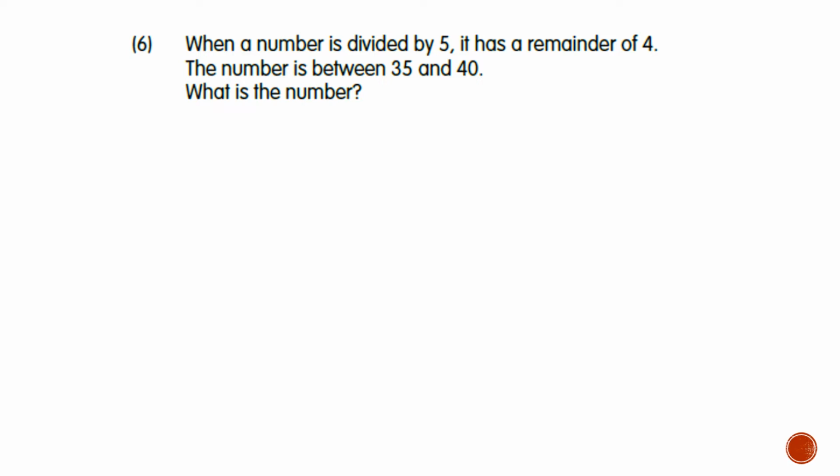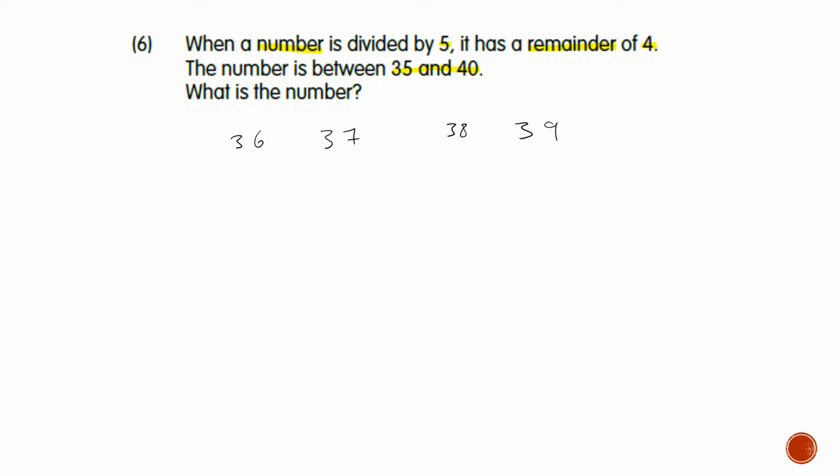Now when a number is divided by 5, we have seen this question many times, so this is not new to you. It's divided by 5. It has a remainder of 4. What is the number? The number is between 35 and 40. What is this number? What I usually like to do for this is I like to list out everything first. So between, that means 35 and 40 are not included. So the numbers are 36, 37, 38, 39.